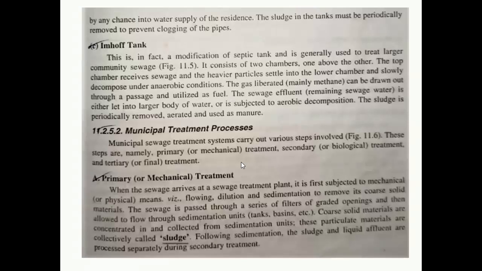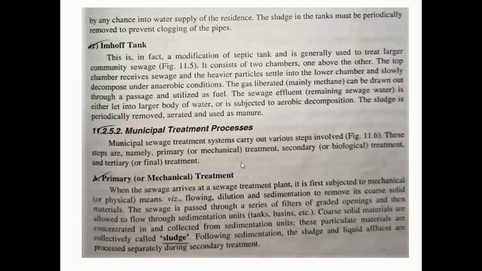Here we are observing why I am saying that the secondary process is important. This is mainly related to the microorganisms. In the primary treatment or mechanical treatment, when sludge arrives at the sewage treatment plant, it is first subjected to mechanical means, that is flowing, dilution and sedimentation, to remove its coarse solid materials.